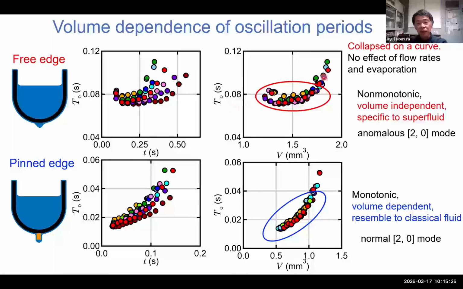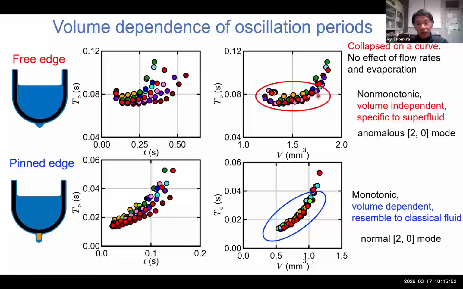But if we plot T0 as a function of the volume of the droplet at each time, as you see, it collapsed onto a universal curve for the free case and also the pinned case. This collapse means that the influence of the flow rates or of evaporation is negligible. And this is really the correct volume dependence, I think, because it collapsed onto the curve.